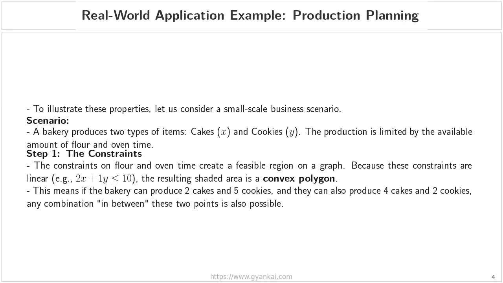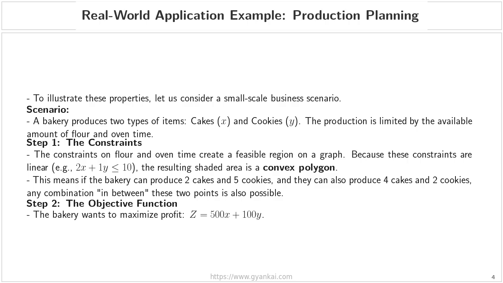To put this in plain English, if the bakery has enough resources to produce 2 cakes and 5 cookies, and they also have enough to produce 4 cakes and 2 cookies, then any production combination that falls on the straight line between those 2 points is also physically possible. There are no gaps in our possibilities.